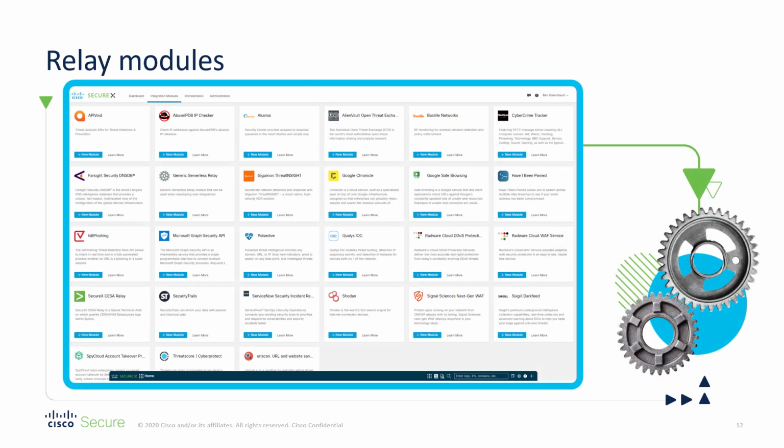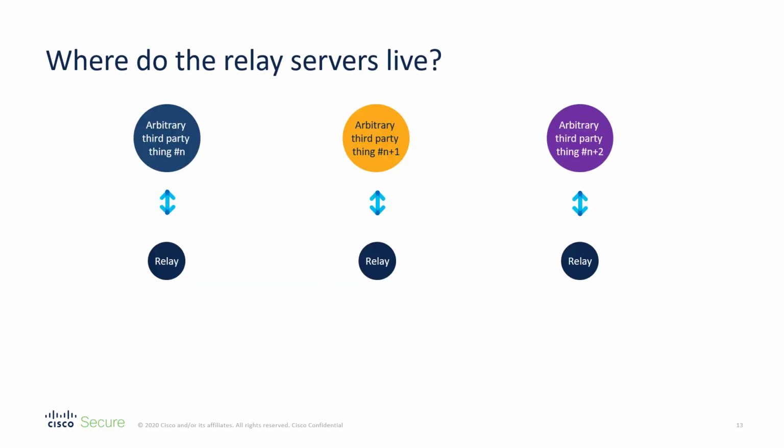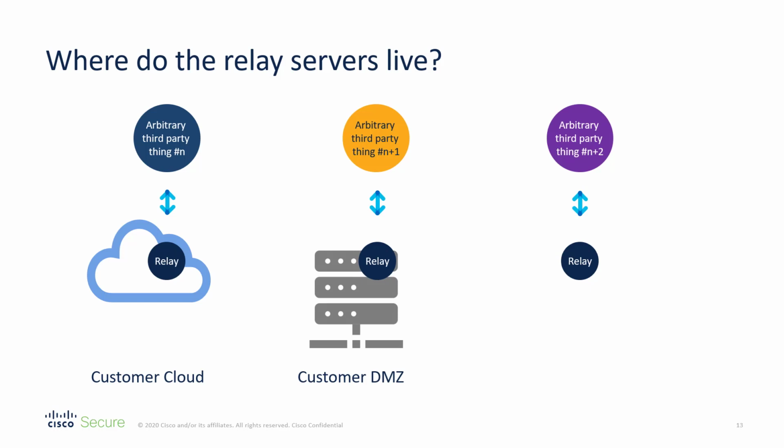You see here a graphic of some of the supported third-party relay modules. The relay servers themselves can live in a number of different places. They can live in the customer cloud, so the customers can deploy their own relay servers in AWS or in Azure or somewhere else. They can live in the customer DMZ. They can be deployed locally into the customer network on bare iron or in a local VM or similar.